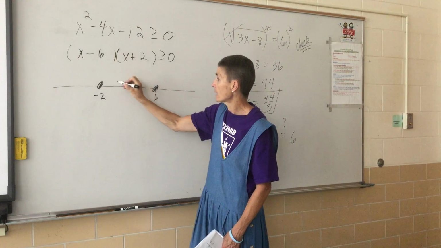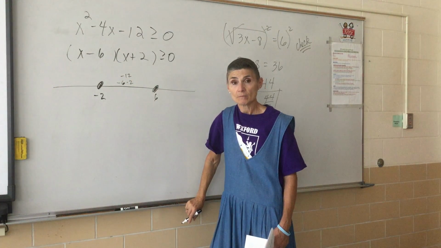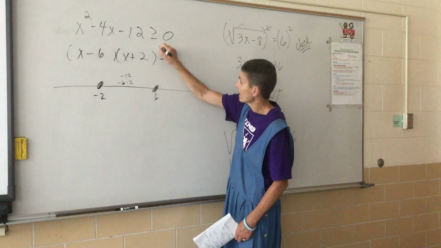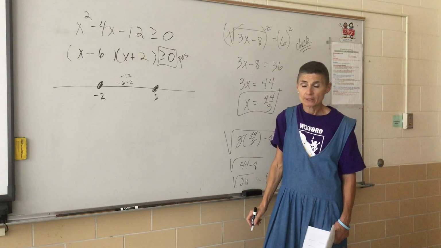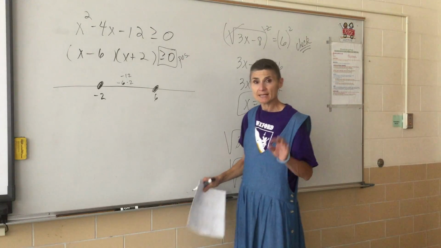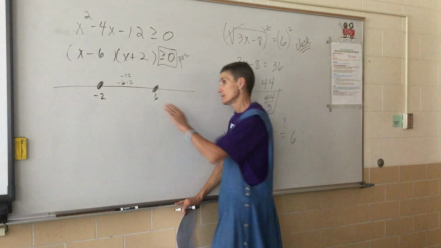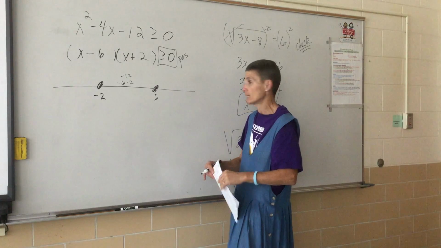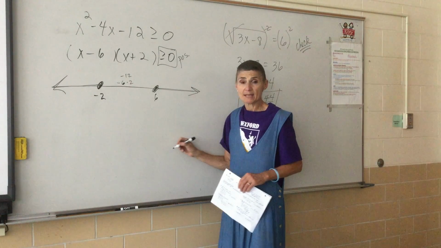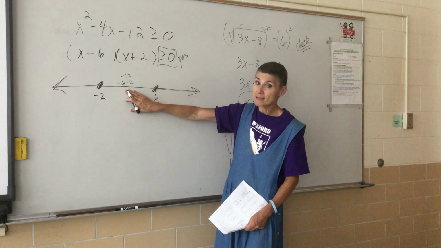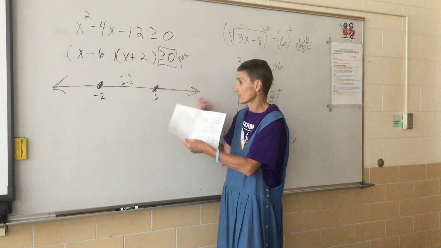So if I put in 0, I get negative 6 times 2, which is negative 12. Is negative 12 greater than or equal to 0? Is negative 12 positive? Well, no, it's not. So what does that tell me? That tells me that this section of the number line is not colored in, which means this section is and this section is. Remember, the sections alternate. So this one is not colored because it didn't work in the equation. So I color in this one.